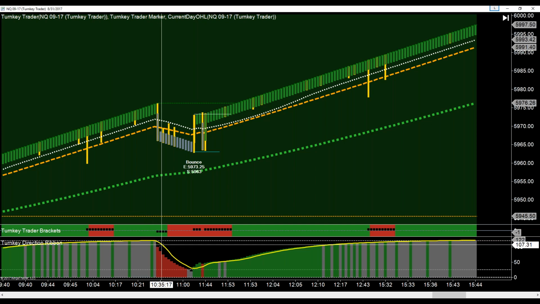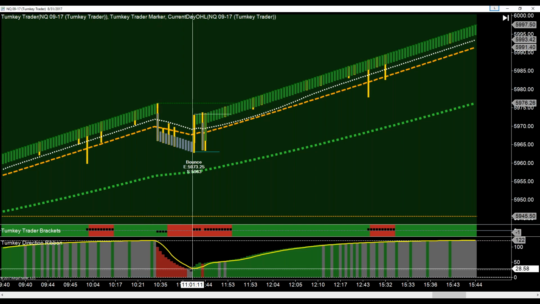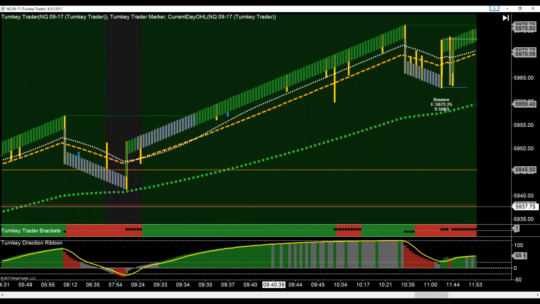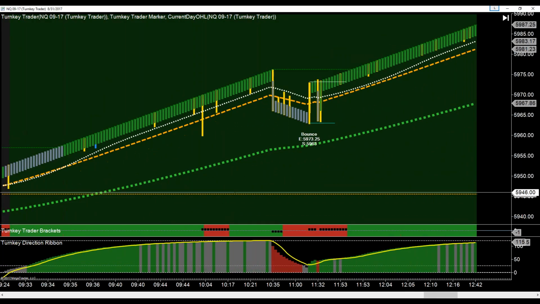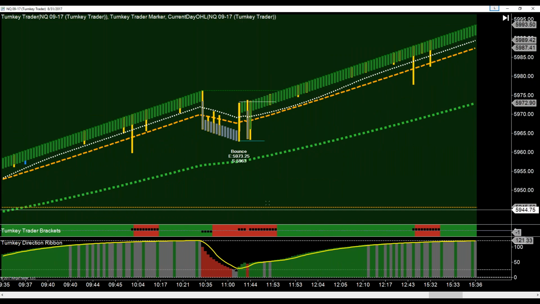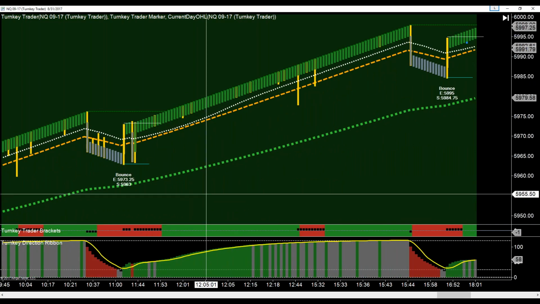But very beautiful textbook setup, and sometimes I wasn't as conservative as I have been. This didn't quite get down to the 25, where if I had been sticking exactly to my most conservative rules, I probably wouldn't have taken this one. But the trend had just been plodding along, and then we get this really nice bounce setup, and I did get caught by it.